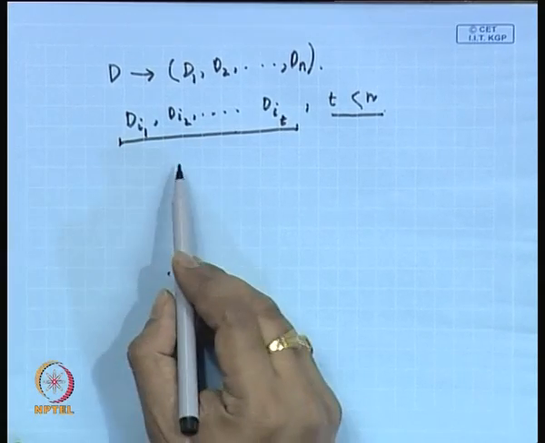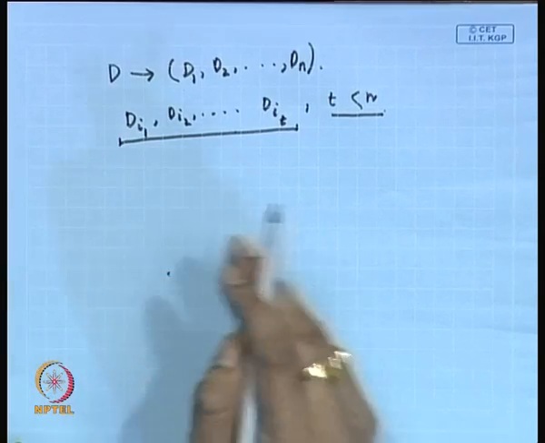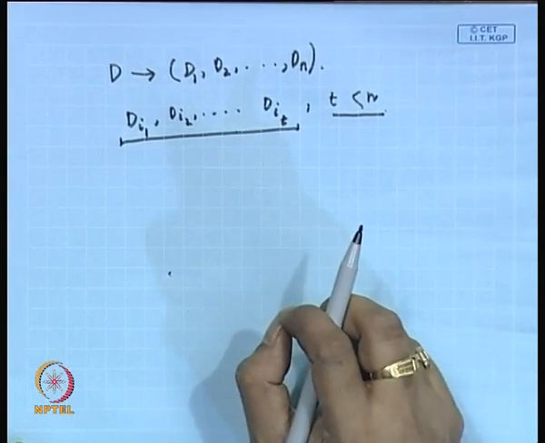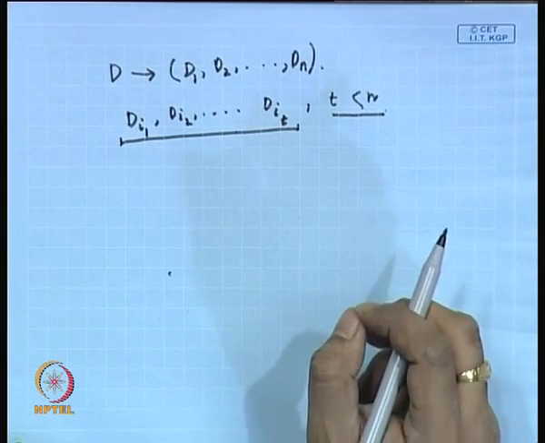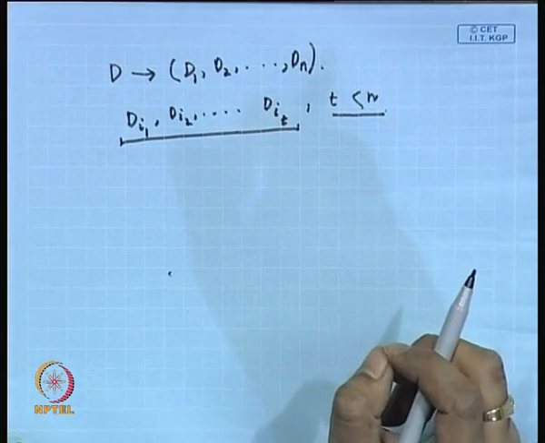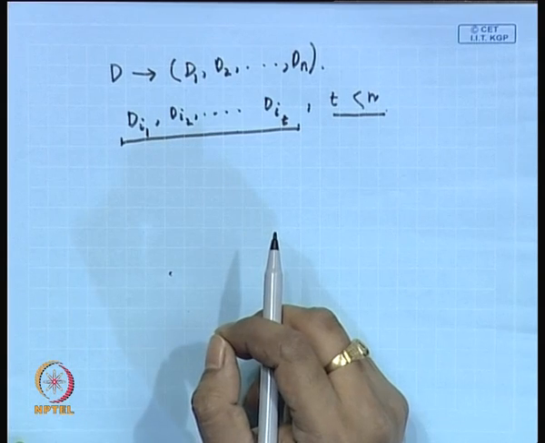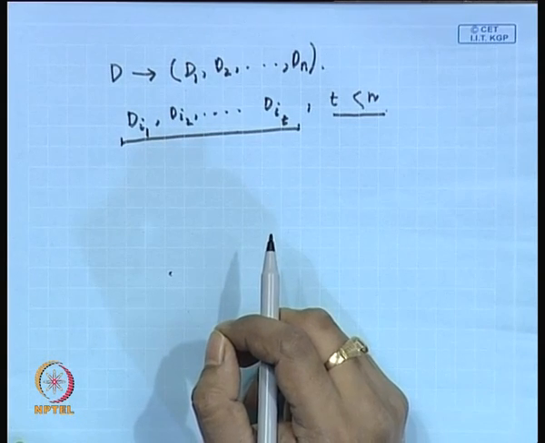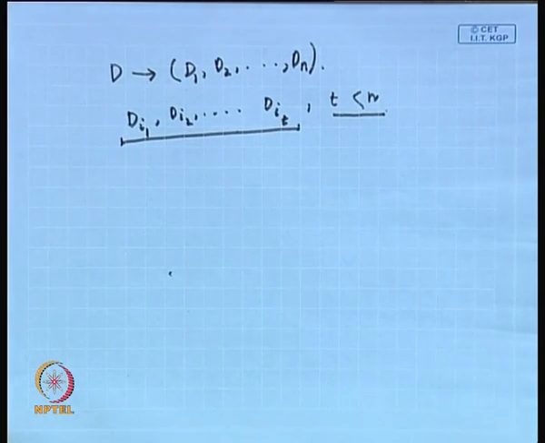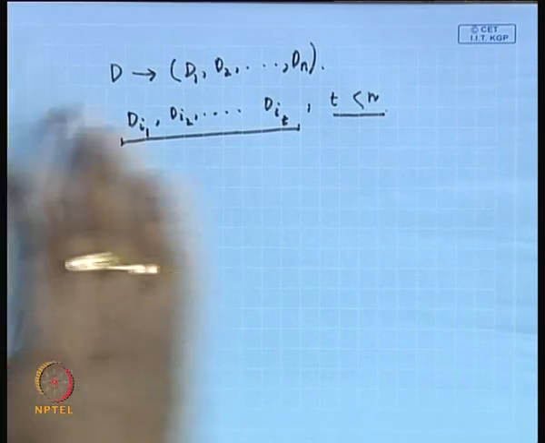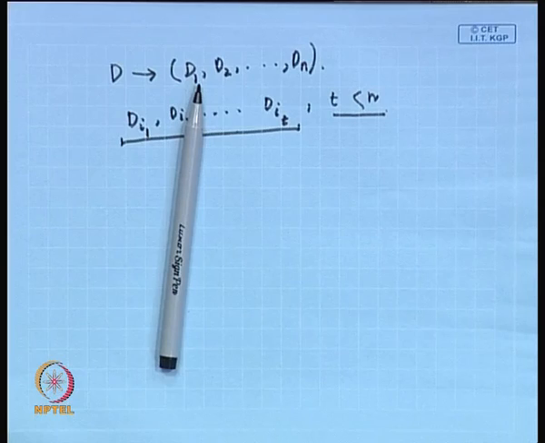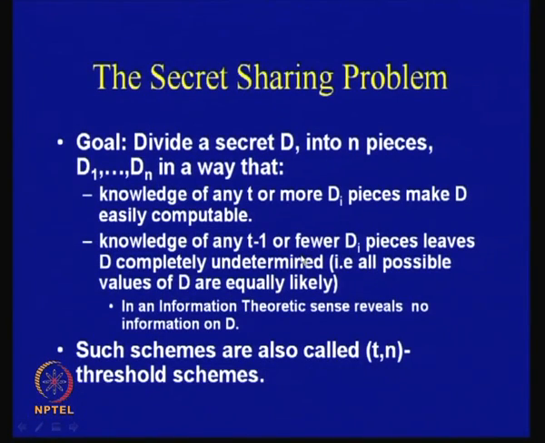But if the number of shares is less than t, even if it is t minus 1, then the information which is leaked about D should ideally be 0. That is, the adversaries, if there are t minus 1 people combining, should not be able to recover the secret. So the knowledge of any t or more di pieces makes D easily computable, but the knowledge of any t minus 1 or fewer di pieces leaves D completely undetermined. That is, all possible values of D are equally likely.